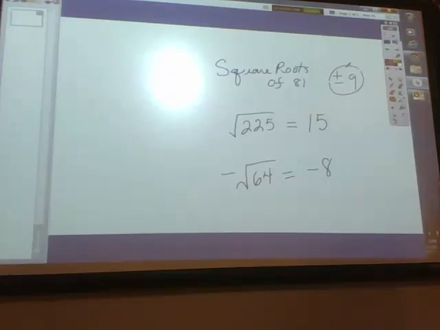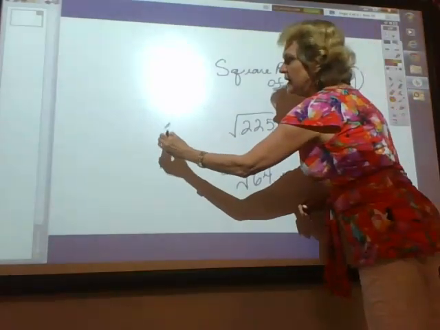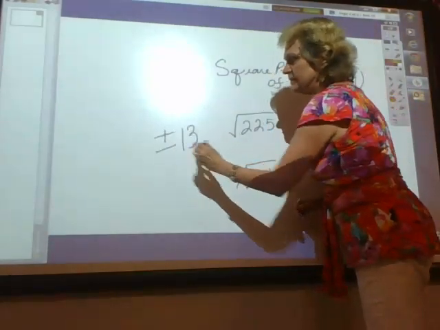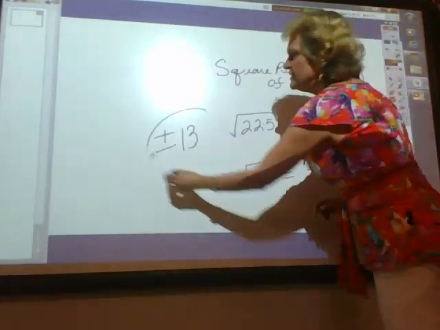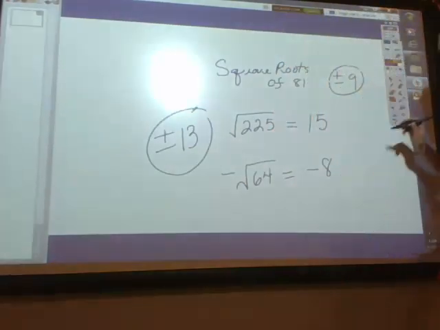Okay, so try this A, the square roots of 169, plus 13 and negative 13. You don't have to put the plus with the positive. You can just say 13, negative 13, or you could write plus minus 13, okay? So the answer to try this A, plus or minus 13.